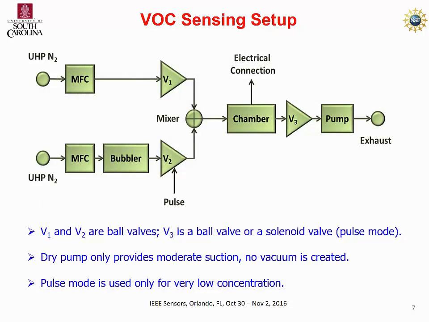And here is our VOC sensing setup. So it's a test case. We have two channels. From one we are just flowing high purity nitrogen, and the other one we are using a bubbler to create vapors of volatile organic compounds. Then we are mixing them and flowing them into the channel. And we control the duty cycle of these two valves to get different concentrations of the analyte.